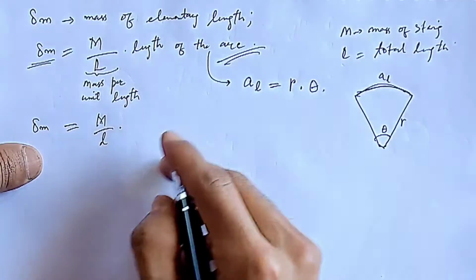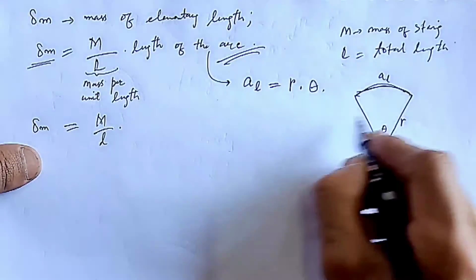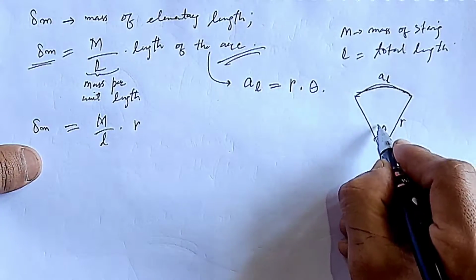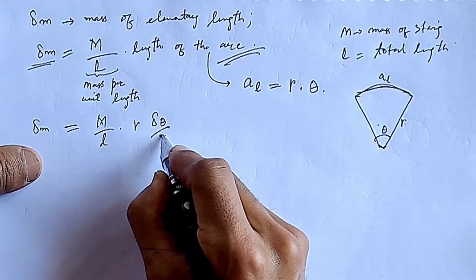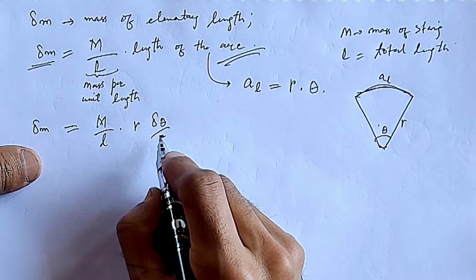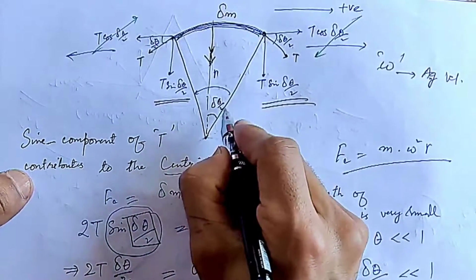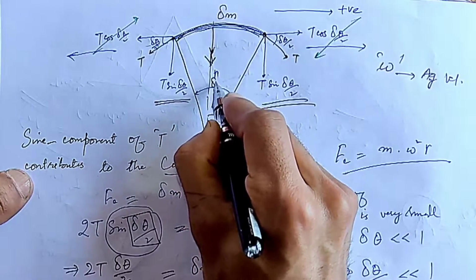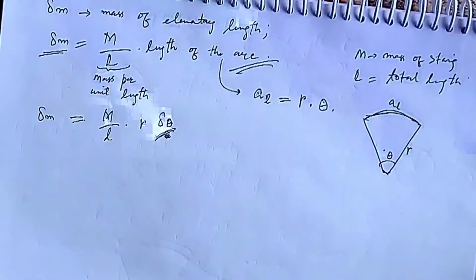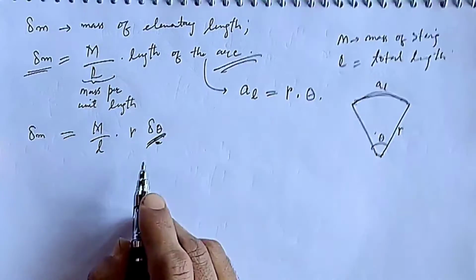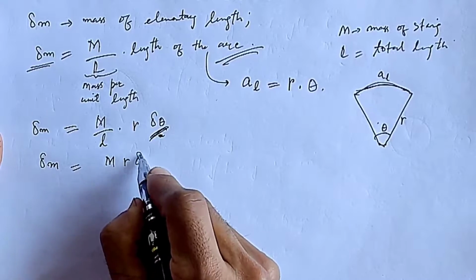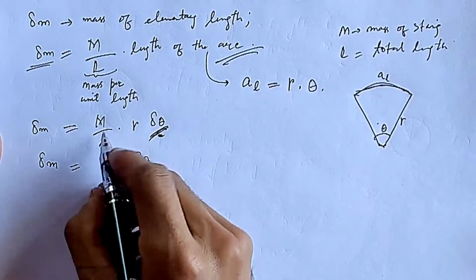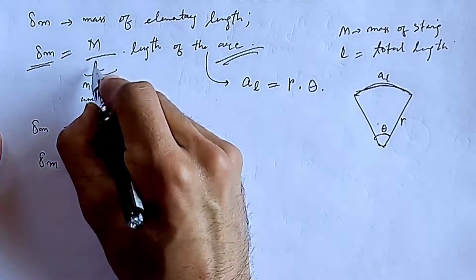multiplied by the length of the arc, which is R, and this theta is delta theta by 2 because it is smaller. Delta theta, sorry, not delta theta by 2, only delta theta. I will see it first. Yeah, this is delta theta half, so full will be delta theta. Fine. So arc length will be equal to R delta theta. So that means delta m will be equal to m R delta theta by L. I will write it down, capital L, okay?